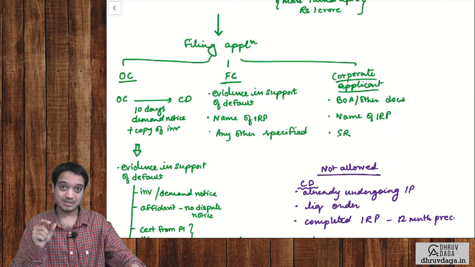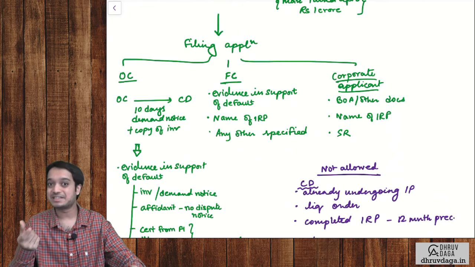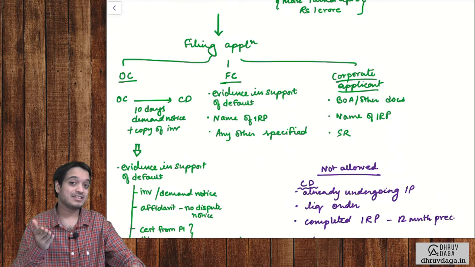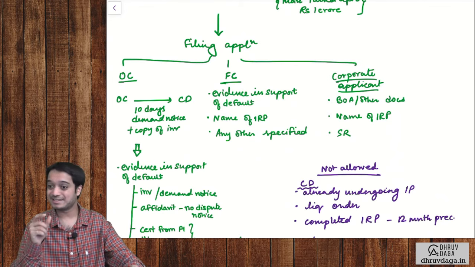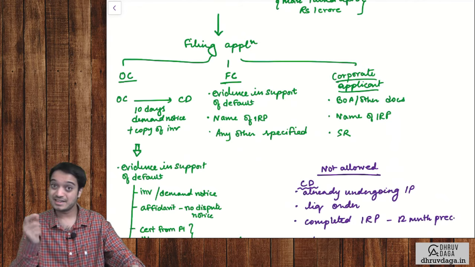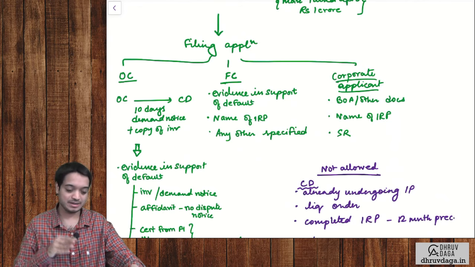Now the difference between an operational creditor and a financial creditor is on the basis of time value of money. If the payments of the debt that need to be made are on the basis of time value, that is interest payments, loan interest, then that is a financial creditor. Generally, if it is about goods and services, time value is not the relevant aspect. There's some good or service which has been provided. So that is an operational creditor.